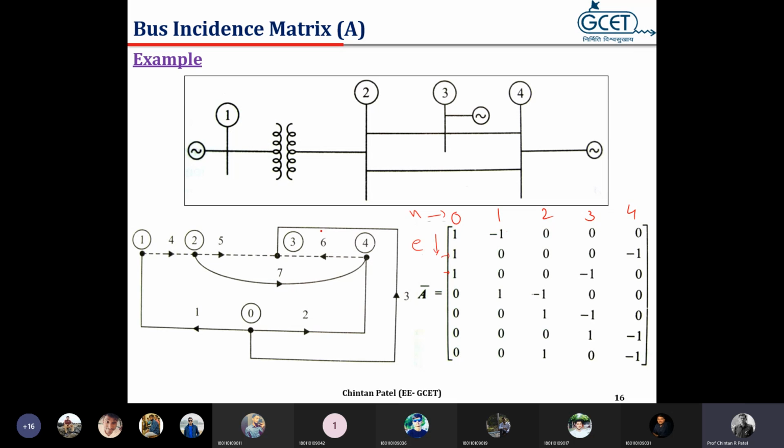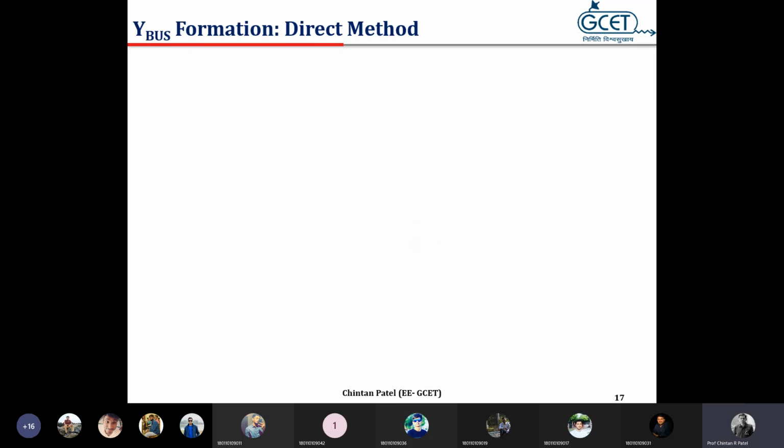So out of a total of 7 elements, 4 are branches, 1, 2, 3 and 7, and the remaining 3, which are 4, 5, 6, are links. So later you can separate this matrix into branches and links. I hope you understand the concept of the element node incidence matrix and the bus incidence matrix. If you have any query or any question or any confusion, you may ask. Otherwise, we will proceed further.